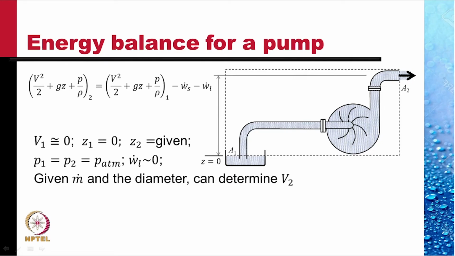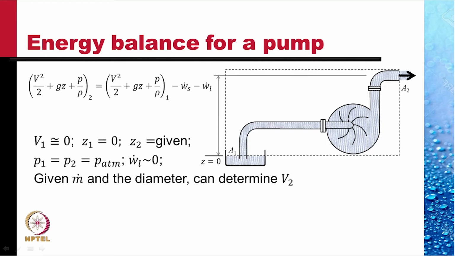Z1 is taken to be 0. We define the datum there. Z2 is given. We know the height to which we are pumping water. P1 and P2 are both P atmospheric. Let's neglect the losses. So, WL dot is taken as 0.